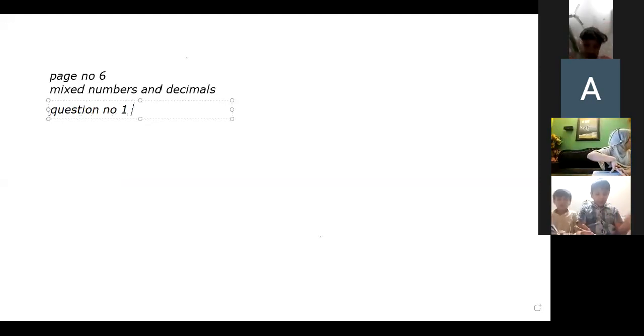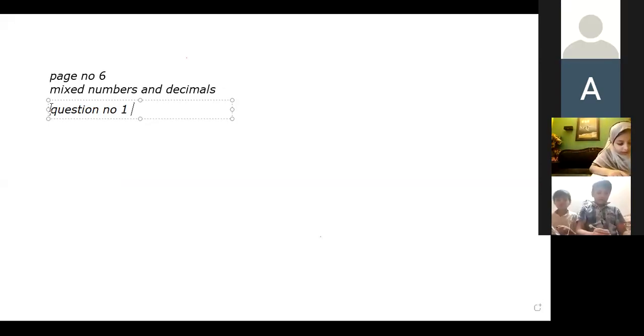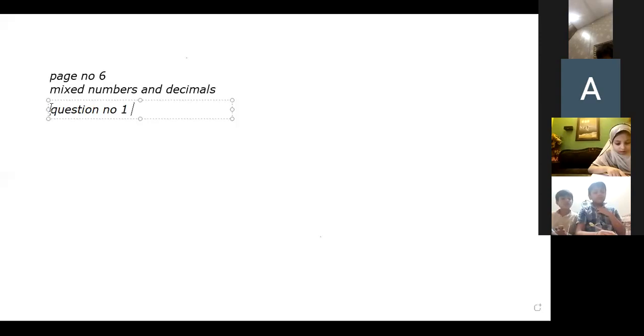Question number 1. Look at your book, read question number 1. Look at these number lines and write the decimal number for each arrow. You can see they give you 2 number lines, and now they are saying write the decimal number for each arrow. There is an arrow on the number line in green. You can see there are many green arrows starting from A to H.